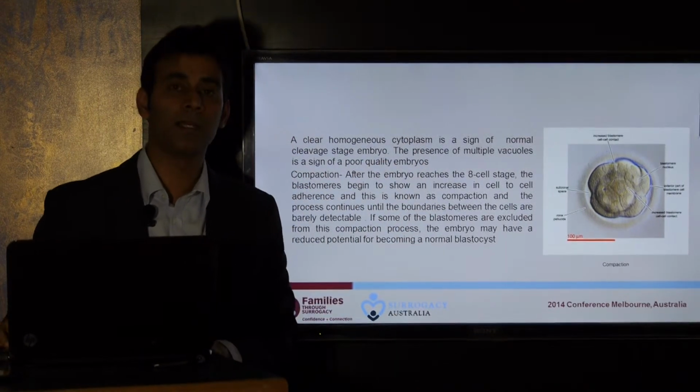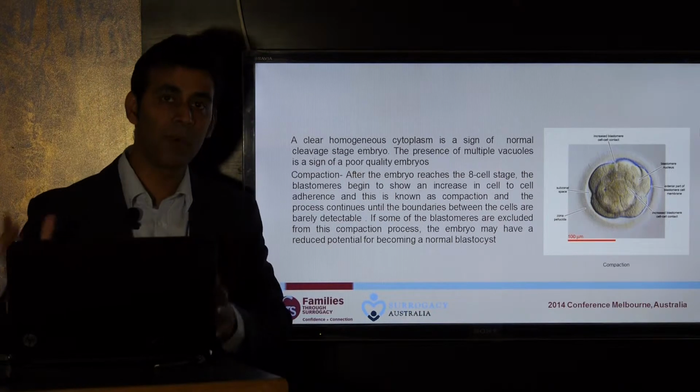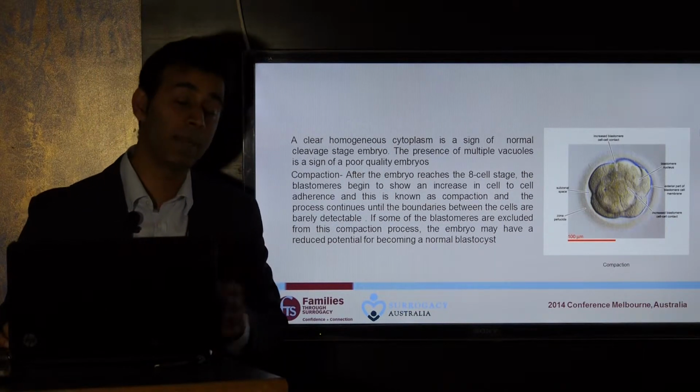As you can see in this image here, the cells are coming together. This is a sign of compaction, and it is a good sign. It means that the embryo has the potential to go to a blastocyst and hatch and ultimately implant.